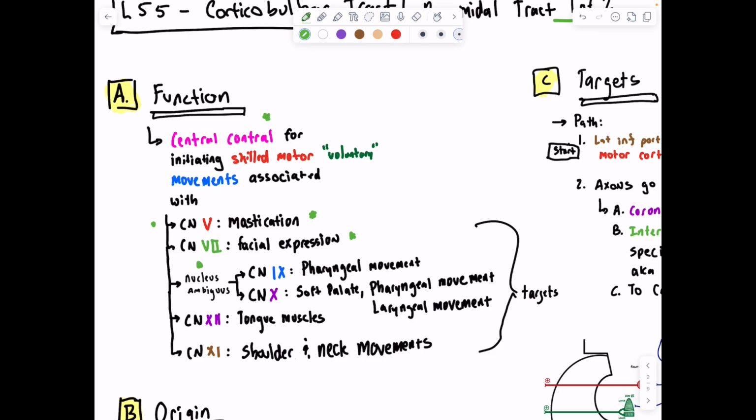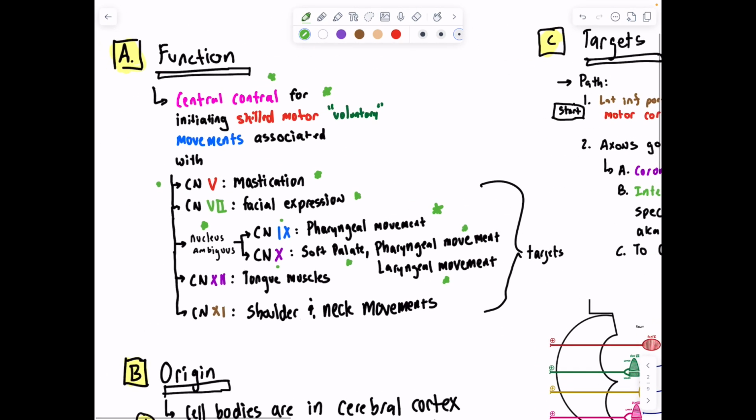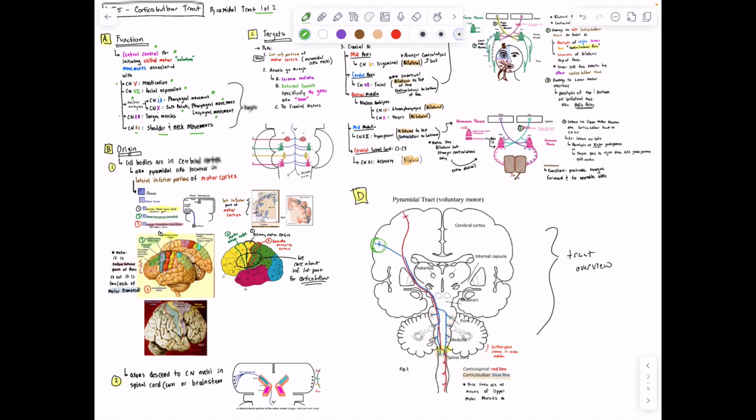Then we have the nucleus ambiguus, which is going to contain cranial nerves 9 and 10, dealing with the movement of the pharynx for 9, and then the movement of the pharynx for 10, and larynx for 10, as well as the soft palate for 10. And again, this is all voluntary motor control, which is what the corticobulbar pathway is doing. Then we have 12, which is about our tongue movements, right, hypoglossal, and then 9, shoulder and neck movements. All right, so again, it's this blue pathway right here that's starting in the cerebral cortex, and it's going to go down and synapse on each of these cranial nerves that are in the brainstem.